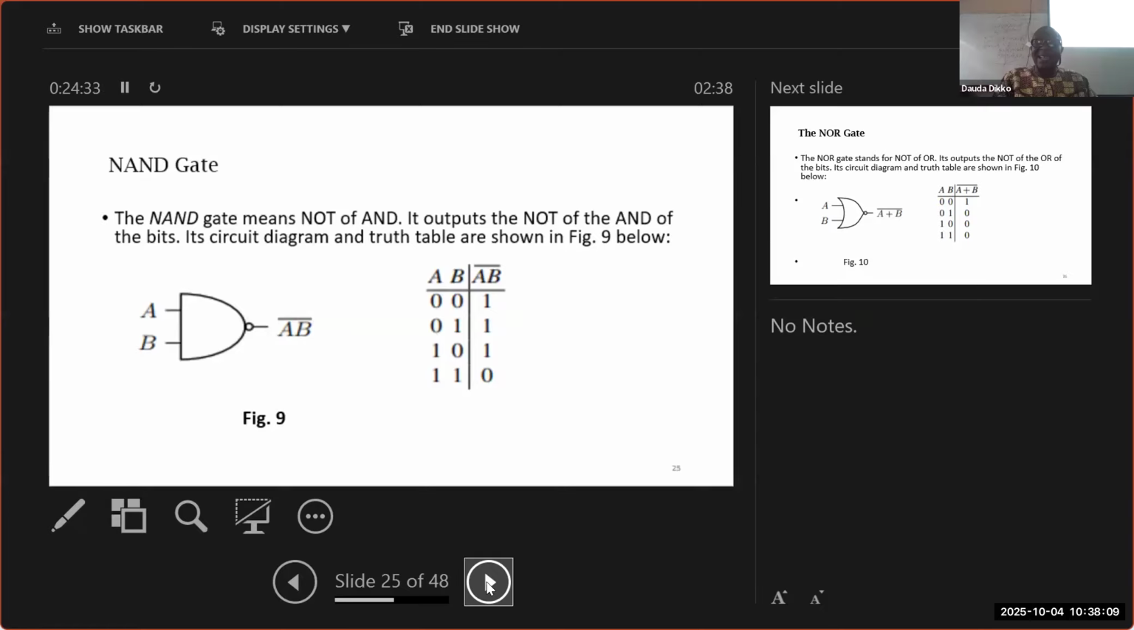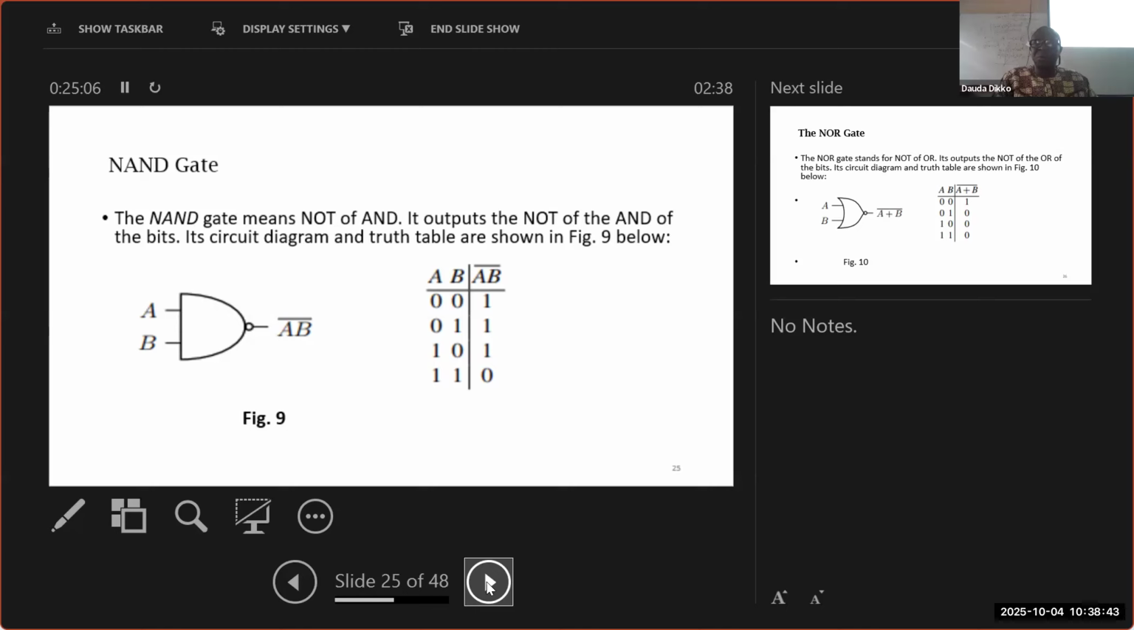Then we have the NAND gate. NAND gate means not AND, that is, it negates the AND gate. The AND gate is similar to multiplication, so you can see the small circle. The small circle negates the output, and that is why you have AB. Then you can see the long bar. The long bar shows negation.